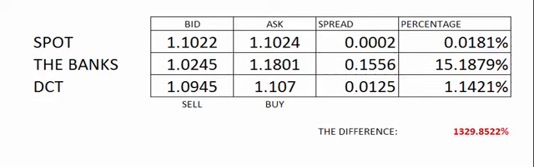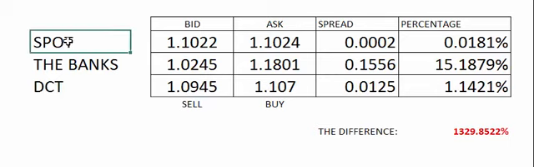This is discount currency transfers, just explaining what is the difference between using the banks and discount currency transfers. Many people don't know what is the Forex market, and let alone what is the spot price. So that's what we have displayed here on the screen. So we're going to go line by line.